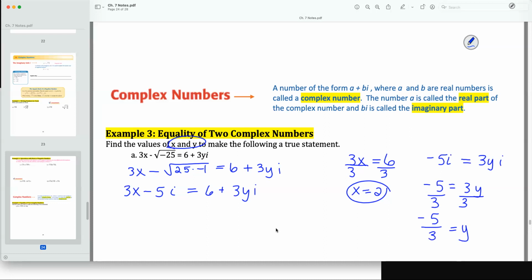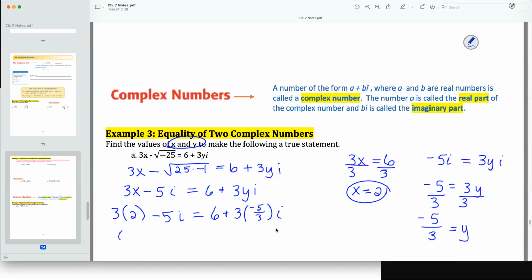But when I'm solving things like this, I can't see it until I really put the answer in to be able to be confident, like, okay, this is the answer. So what I'm going to do is put these numbers back in and see if it actually works out, and we will see that it does. So when we insert 2 in for x, we get 3 times 2 minus 5i on that side. And then on the right-hand side, 6 plus 3 times negative 5/3 times i. Let's just make sure these two things are equal.